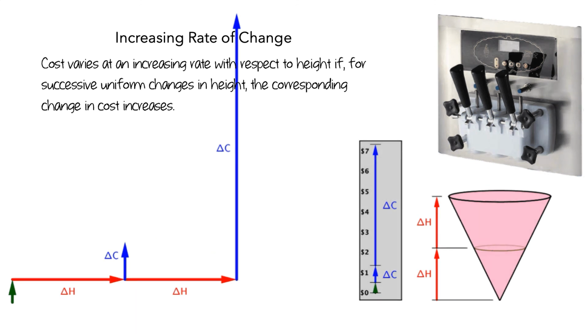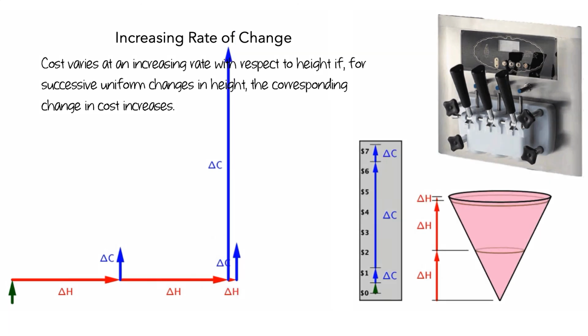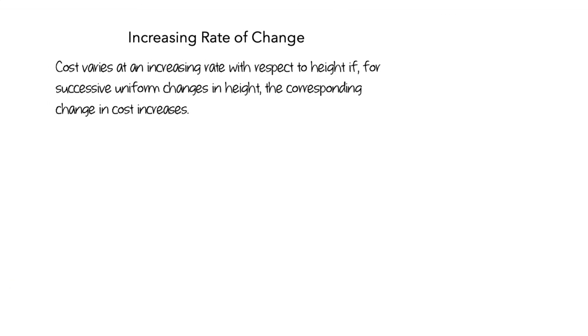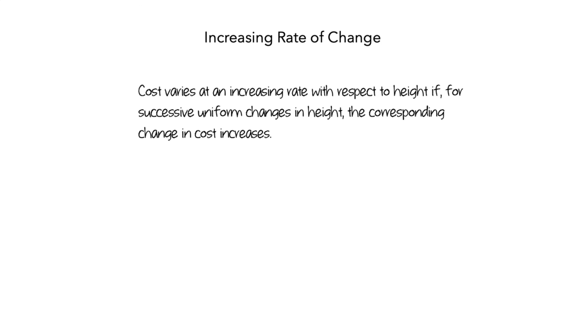Let's see what would happen if we split the added height into 5 sections. Now, we've split the amount of change in height into 5 uniform sections. And you can see that the amount of change in cost is small for the first, and then increases for each successive change in height. So this is what it means to have an increasing rate of change.